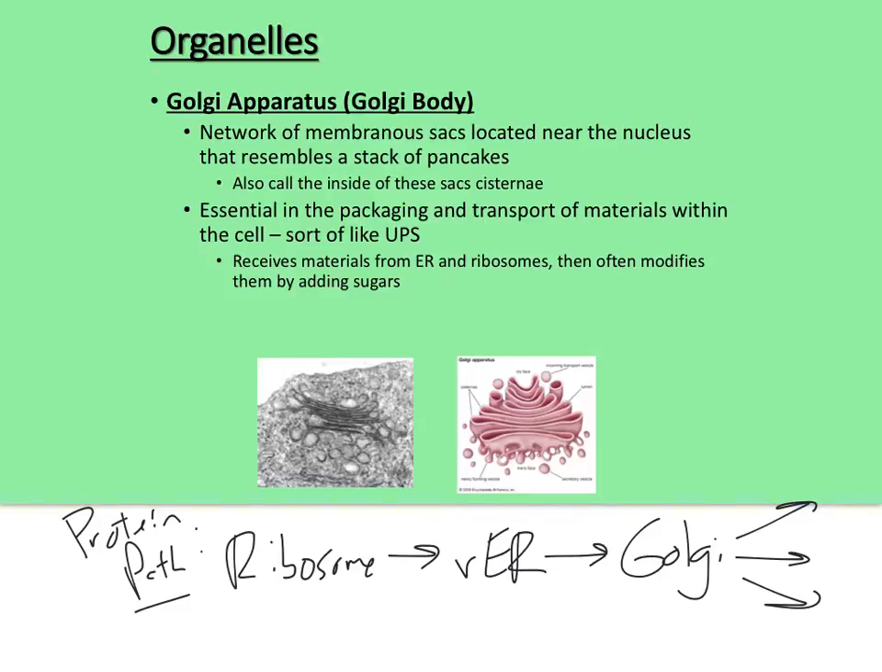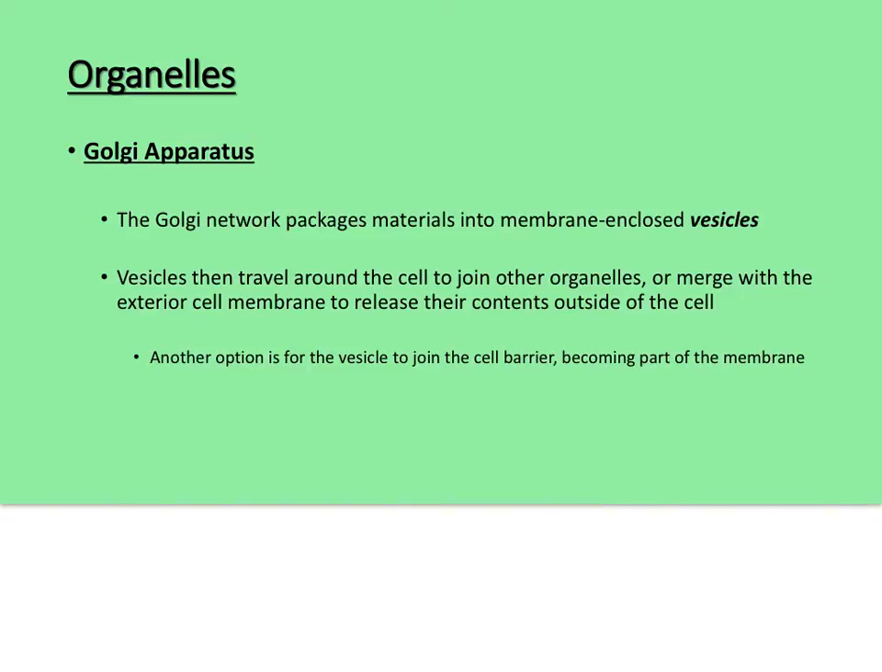So the Golgi receives materials from the ER. It modifies them usually by adding sugars, which is sort of the equivalent of putting an address label on them, and then it sends those proteins out to wherever they need to go. Now the Golgi is going to package these materials into vesicles, which are just little pouches that will go around the cell to other organelles if that's where the protein should go. They might also merge with the cell membrane to release their contents outside of the cell, or the vesicle might just join the membrane to become part of the membrane.